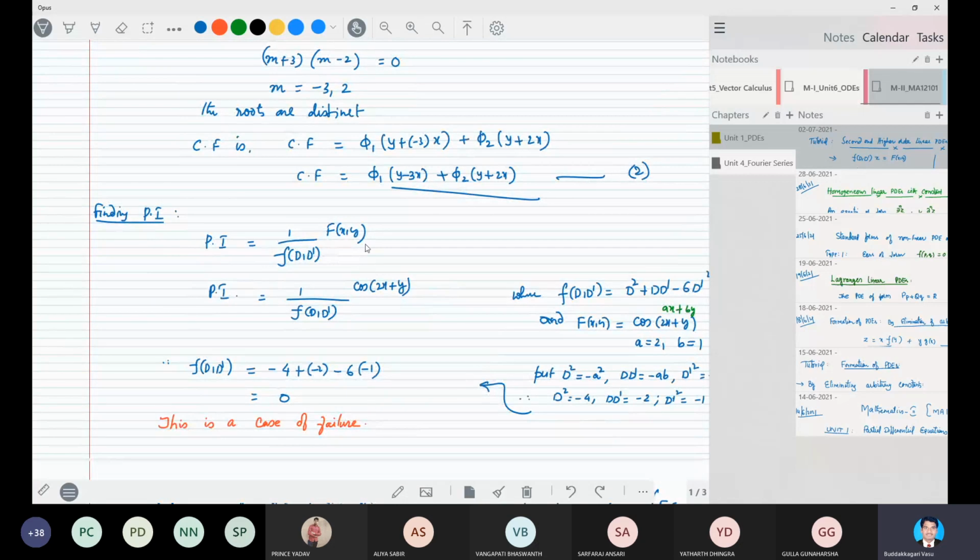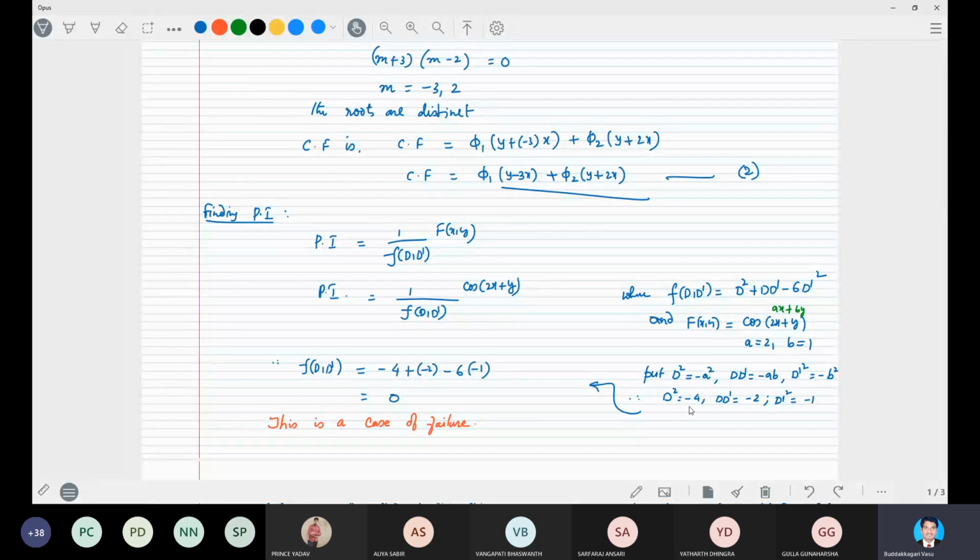It is 1/f(D, D') f(x, y), that is 1/f(D, D') cos(2x + y). It is of the form cos(ax + by), where a = 2 and b = 1. Where a cosine or sine function is there in the particular integral, you put D² = −a², DD' = −ab, D'² = −b². That is D² = −4, DD' = −2, D'² = −1.